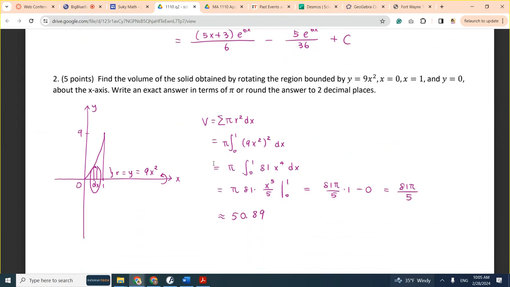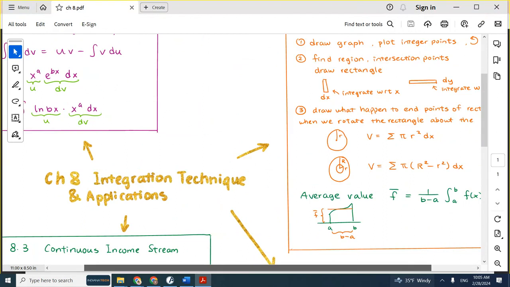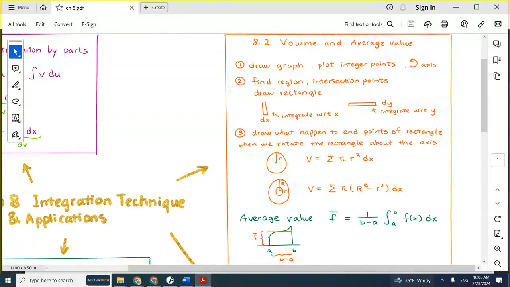So, and then the second problem is to find the volume. Okay, so this is 8.2, right? We have two applications: find the volume and the average value. Volume. Remember, you draw the picture, and because I always ask you to rotate about the x-axis, you always cut the rectangle vertically, and you have the x. And you draw what happened to the endpoints when you rotate about the axis. You get one circle, and it's the disk method.